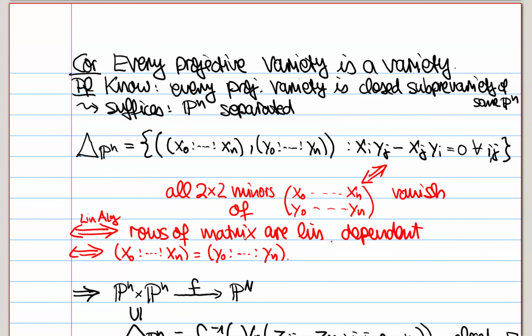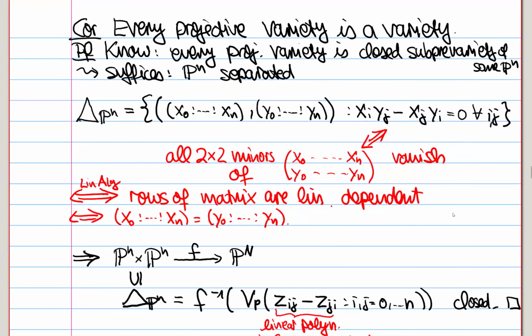So in other words, the rows of this matrix are linearly dependent, but the 2 rows are both non-zero because these are elements of the projective space. So them being linearly dependent just means one is a scalar multiple of the other, and this is equivalent to these 2 points in Pn being the same point. So this justifies that this diagonal is really cut out by these equations.